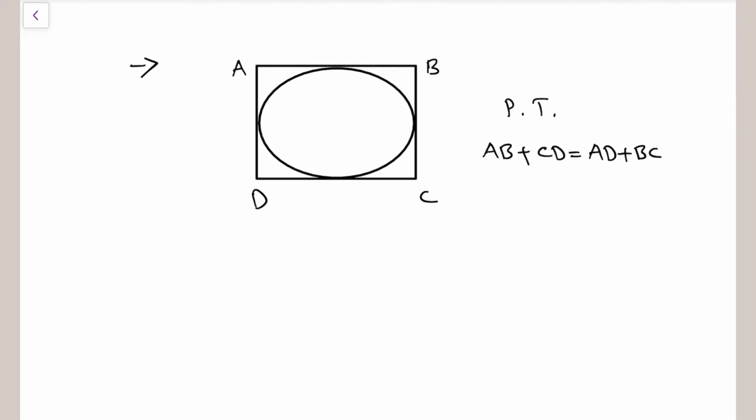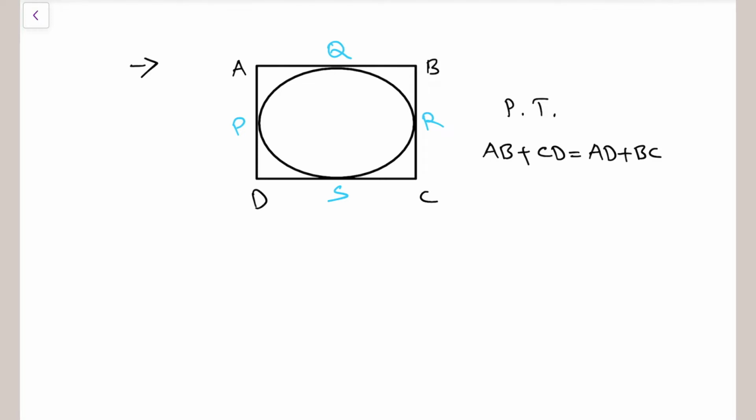Okay, we have a quadrilateral ABCD. Inside the quadrilateral, one circle is there. Then he is asking to prove that AB plus CD equals AD plus BC. Now, wherever the circle is touching the quadrilateral, I am going to represent with some points, P, Q, R, S. Now we need to prove that AB plus CD equals AD plus BC, right?